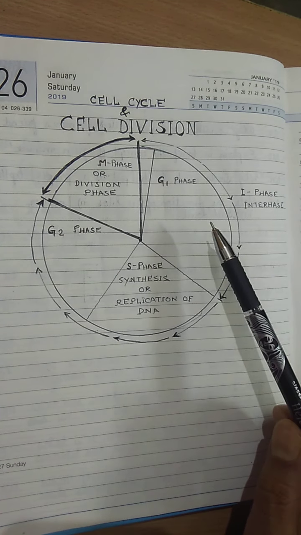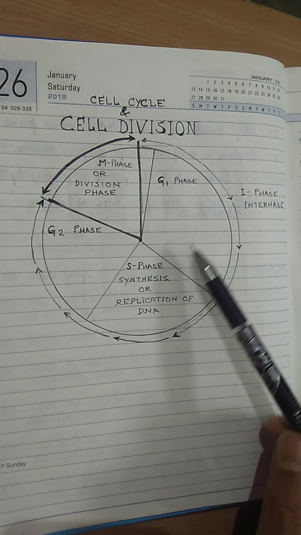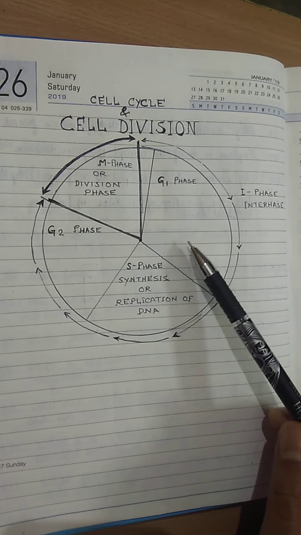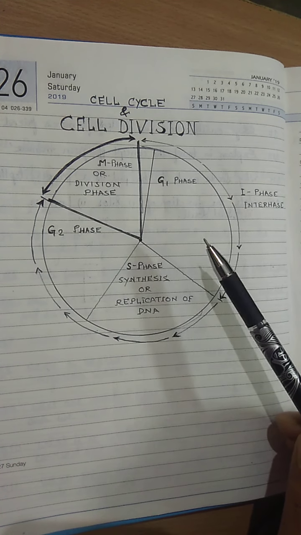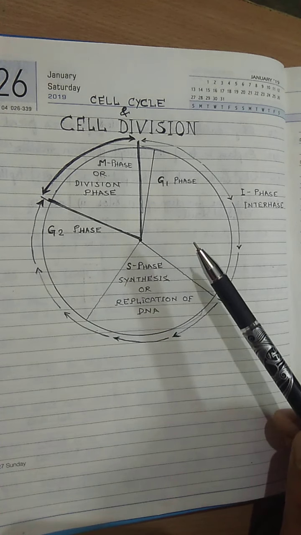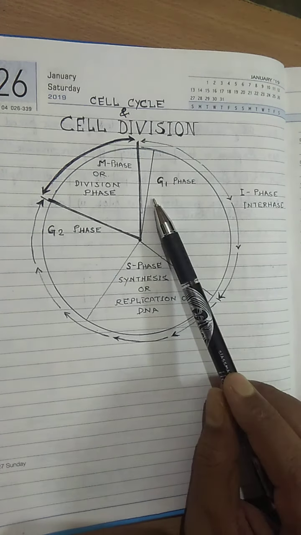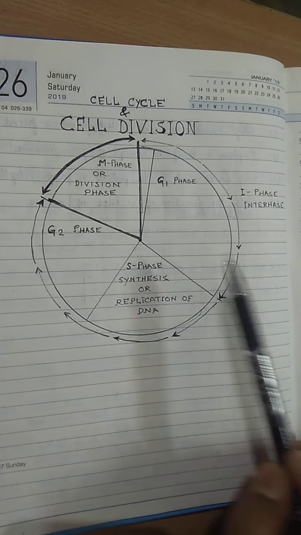cell has to collect a lot of raw materials. New organelles need to get built up. So building up of new cell organelles and collecting the raw materials required for the cell to go into the division state, the cell passes through the first growth phase. It is the longest phase of the cell cycle.